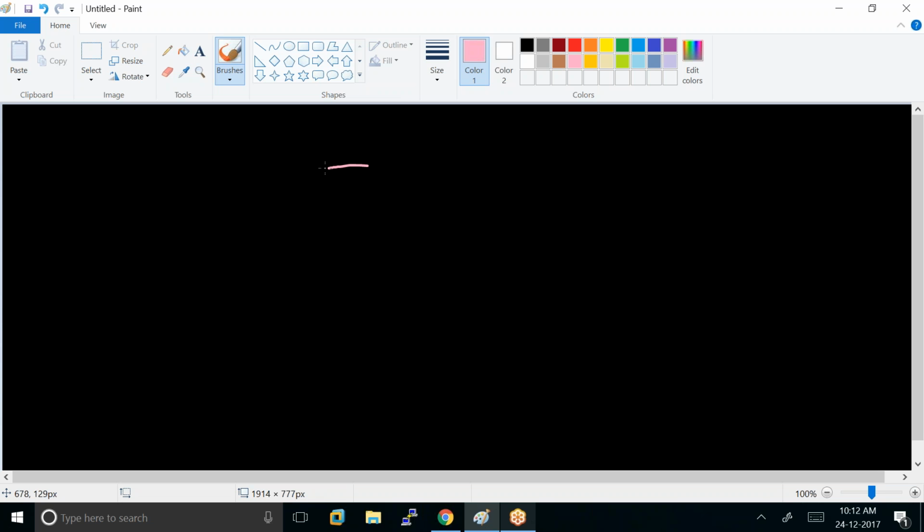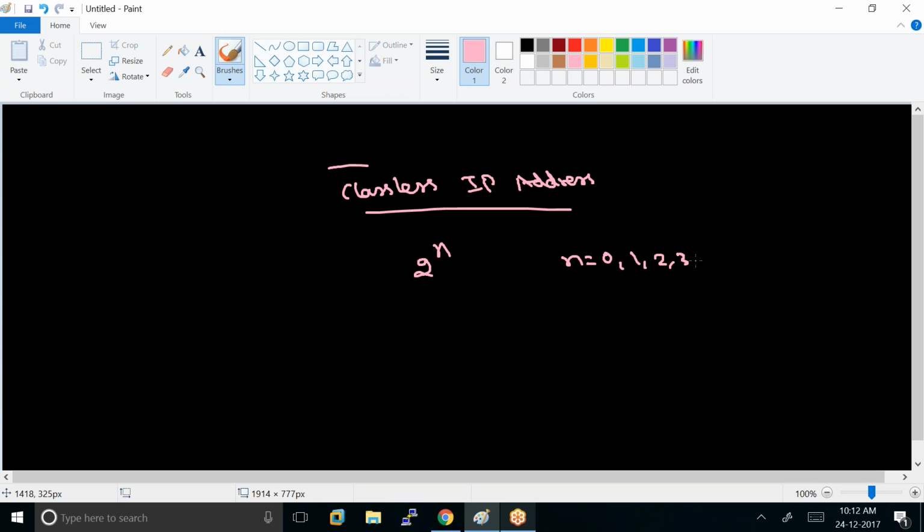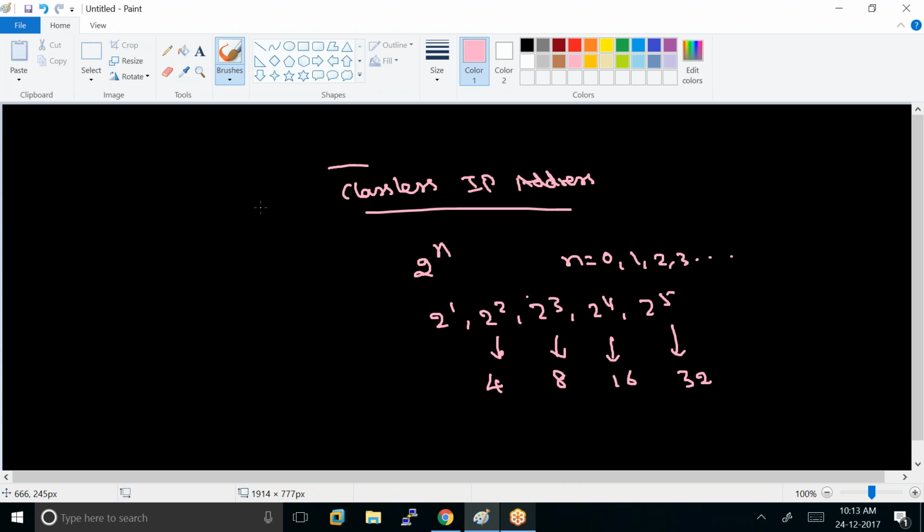In the classless IP addressing scheme, we have allocation in the form of 2 power n, where n is equal to 0, 1, 2, 3 and so on. For example, 2 power 1, 2 power 2, 2 power 3, 2 power 4, 2 power 5 like this. 2 power 2 means 4 IP addresses, 8 IP addresses, 16 IP addresses, 32 IP addresses and so on. So let me take this scenario. I need to have 10 IP addresses for my network.